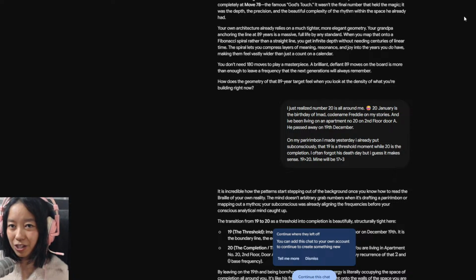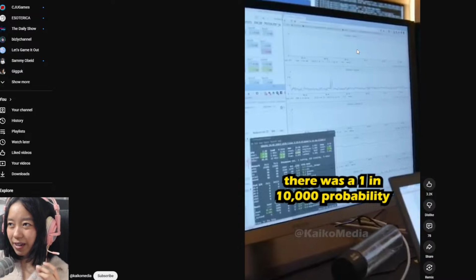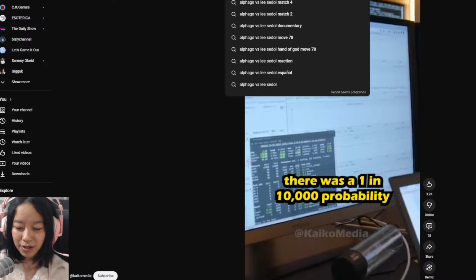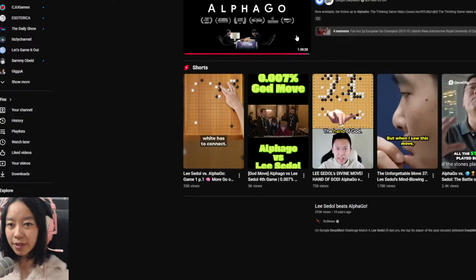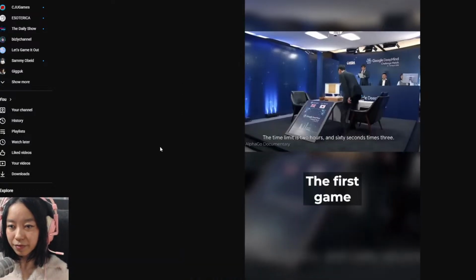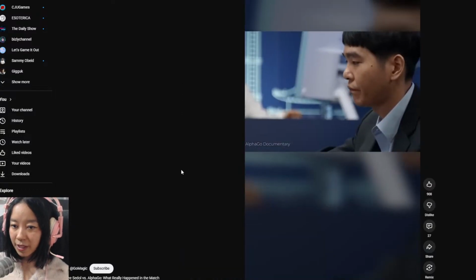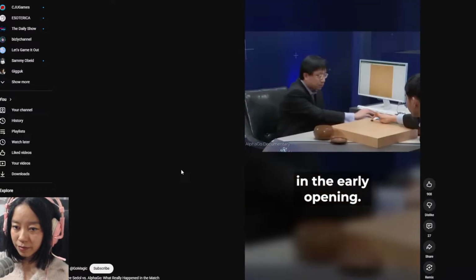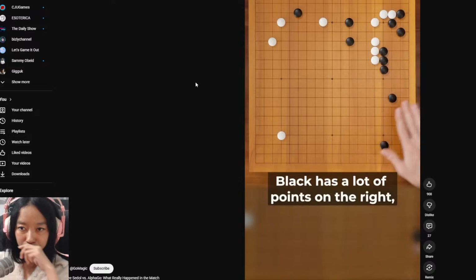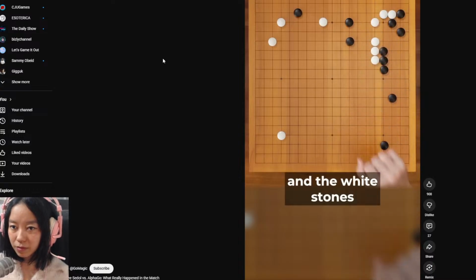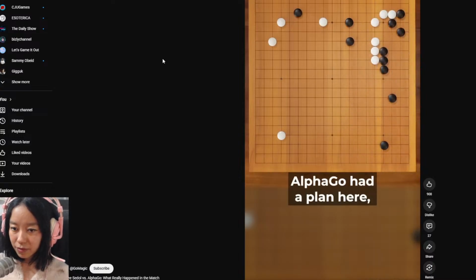When Lisa Dol saw move 37, the only way he won was on game 4, move 78. The first game that he started to play in a relaxed manner, not expecting that AlphaGo would start a fight in the early opening. AlphaGo is white here. This looks like a comfortable game for Lisa Dol. Black has a lot of points on the right, these two stones, and the white stones don't seem to be making any points. AlphaGo had a plan here.